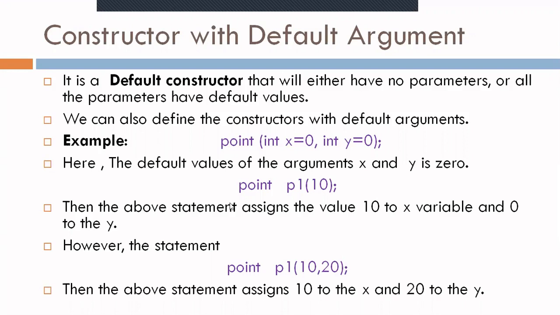And now let's see another way: if I give two values with the creation of object P1, that is 10 and 20, then 10 will be assigned to X and 20 will be assigned to Y. So this is another way that we can create a default constructor in our program. Simply, the first way is to make a constructor without parameters, and the second way is to assign default values to all of its parameters and make it a default constructor.